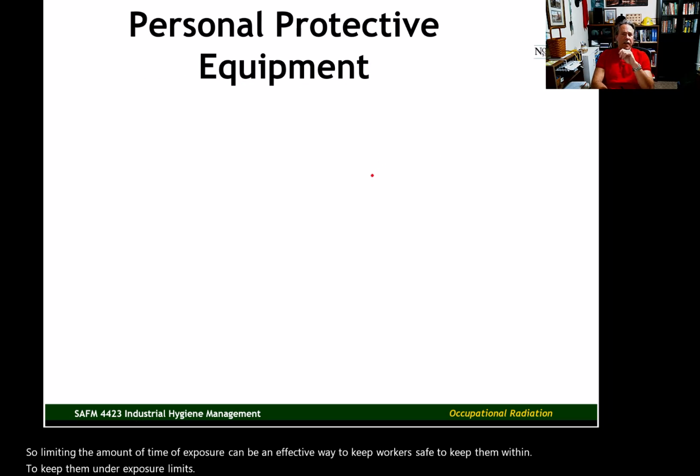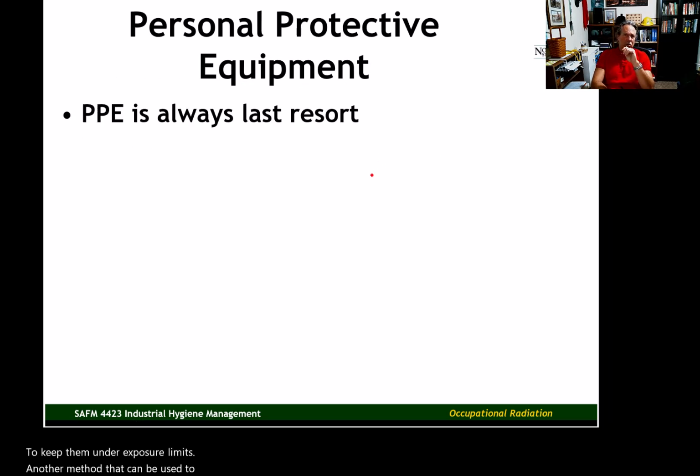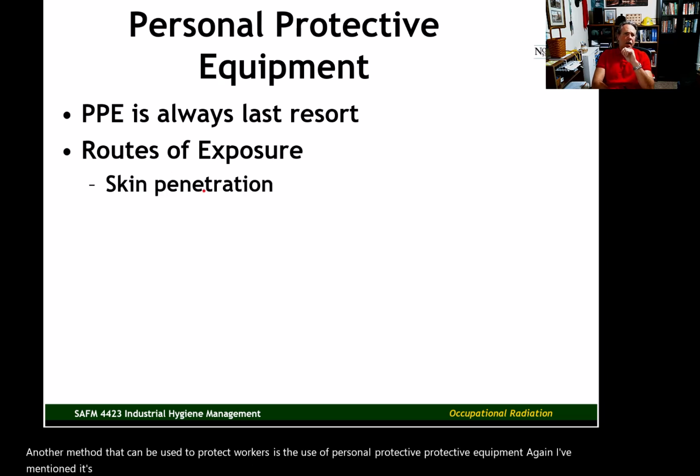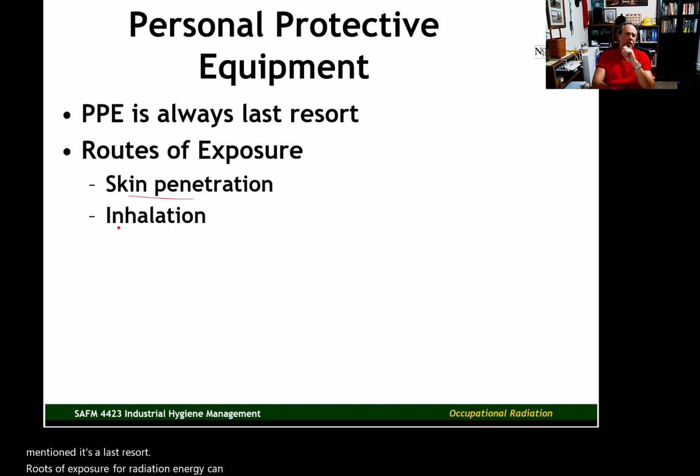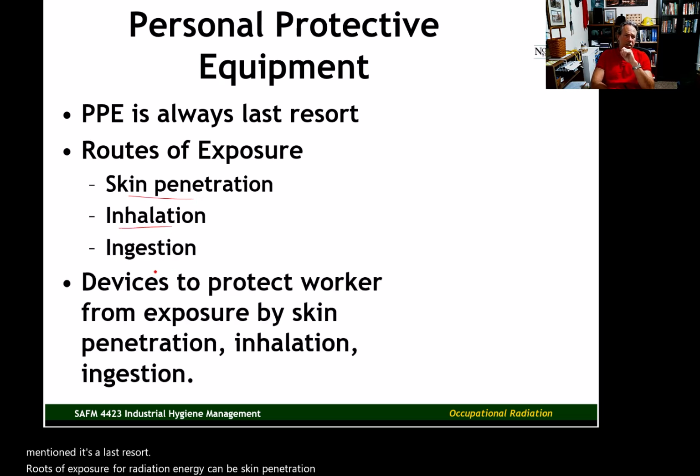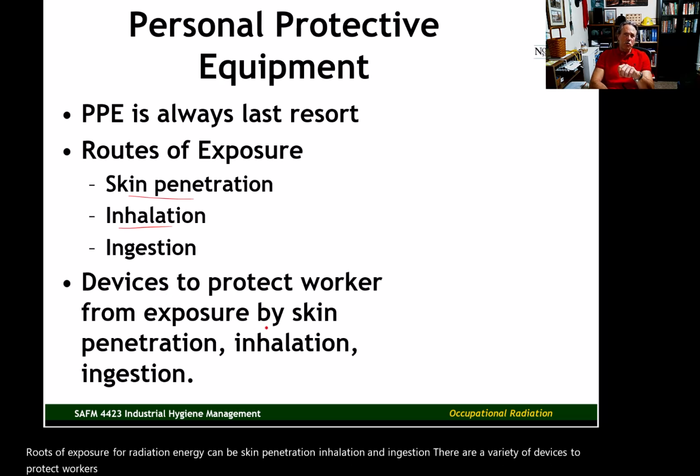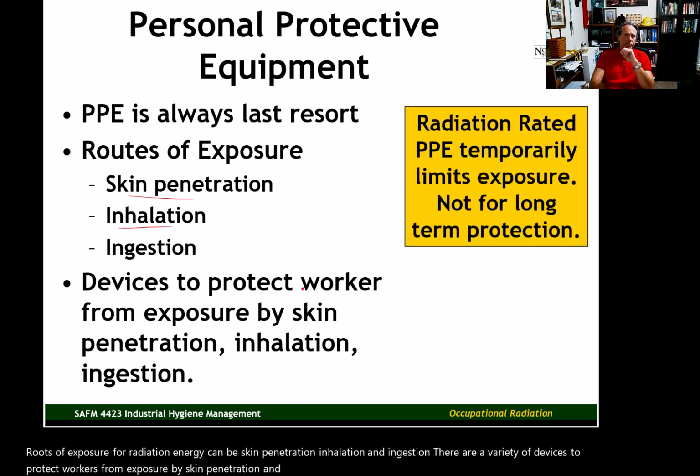Another method that can be used to protect workers is the use of personal protective equipment. Again, I've mentioned it's a last resort. Routes of exposure for radiation energy can be skin penetration, inhalation, and ingestion. There are a variety of devices to protect workers from exposure by skin penetration, inhalation, or ingestion.